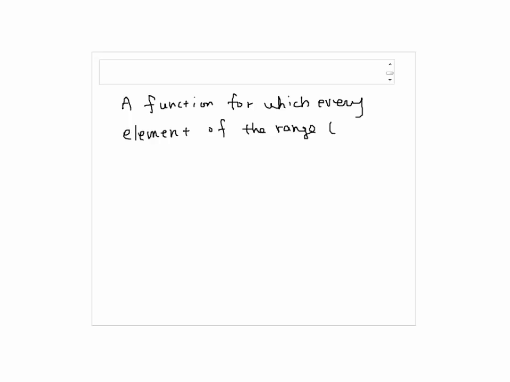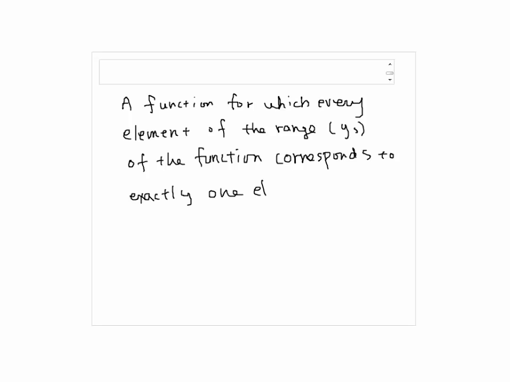What is a 1-to-1 function? A 1-to-1 function is a function for which every element of the range, which is y, of the function corresponds to exactly one element of the domain.